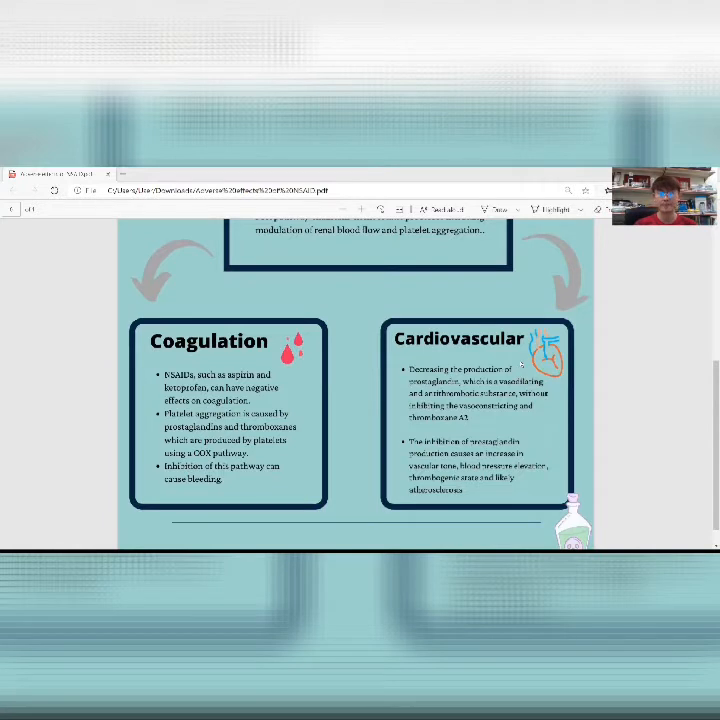NSAIDs decrease the production of the prostaglandin, which is responsible for vasodilation and antithrombotic substance, without inhibiting the vasoconstriction and thromboxane A2, which will increase the blood pressure. Inhibition of the prostaglandin production causes an increase in vascular tone, blood pressure elevation, thrombogenic state, and likely arteriosclerosis.